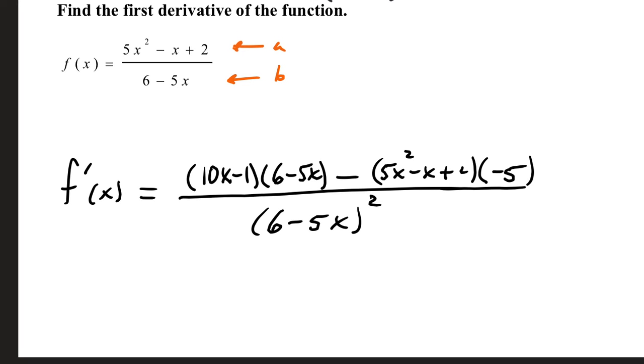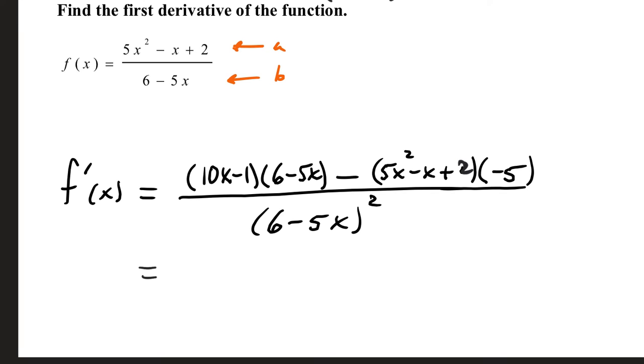A second example, 5x squared minus x plus 2 divided by 6 minus 5x. A goes to our numerator, B gets assigned to our denominator. Derivative of the top is 10x minus 1 times the bottom, 6 minus 5x. So derivative of the top times the bottom minus top, which that 2 didn't show up very well, but that's a 2. So 5x squared minus x plus 2 stays the same. Derivative of our denominator is negative 5.